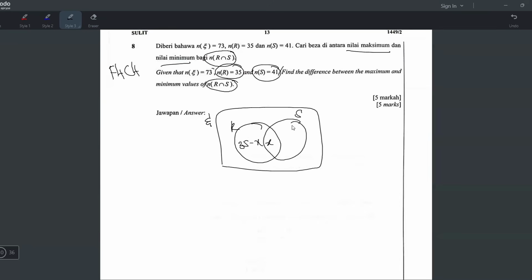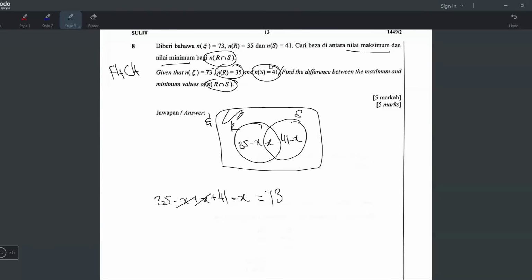And then nS is 41, but the 41 means the whole S, including the X. So to get this part, we have to minus. So 41 minus X. Okay, the outside we don't know. So that's a problem. So how? What if I take this one plus this one plus this one? 35 minus X plus 41 minus X. But is it okay if I make it equal to 73 like that? We don't know whether there are any numbers here. That's the problem with this question. They never said whether the universal is R union S or not.